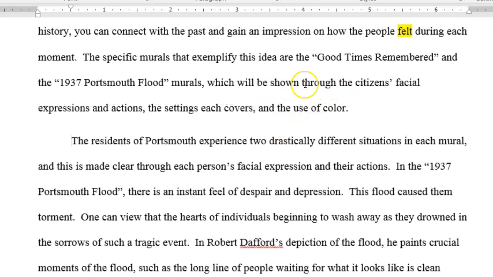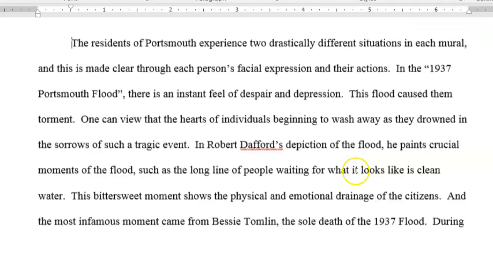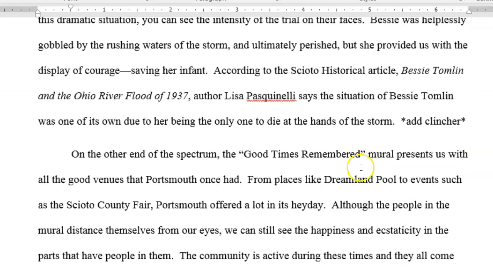Are you trying to argue that we're supposed to feel the emotions that the people at that time felt? Or are we supposed to just feel emotions that Dafford is trying to set up for us? And that's different. So if we're supposed to feel despair that the folks in the 1937 flood had, that's a very different thing than trying to make us feel sad for what those people went through. It seems like it's subtle, but it's a different thing. So I think being clear like what it is you're trying to argue in terms of emotion, that's an important step.